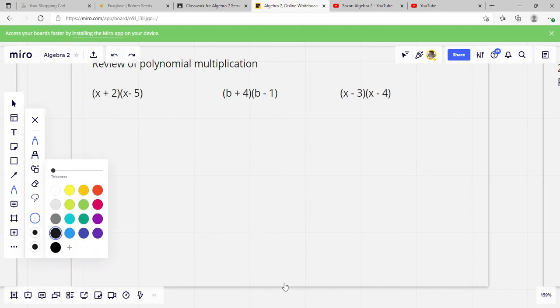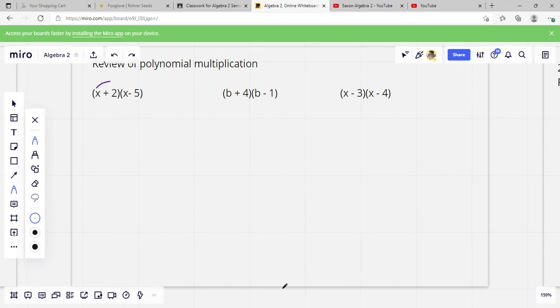So first I'm going to rainbow this. I'm going to say x times x is x squared. X times negative 5 is negative 5x. 2 times x would be positive 2x. And 2 times negative 5 would be negative 10. And I just stacked my like terms there. And then I'm going to add those two, and I'm going to get x squared minus 3x minus 10.